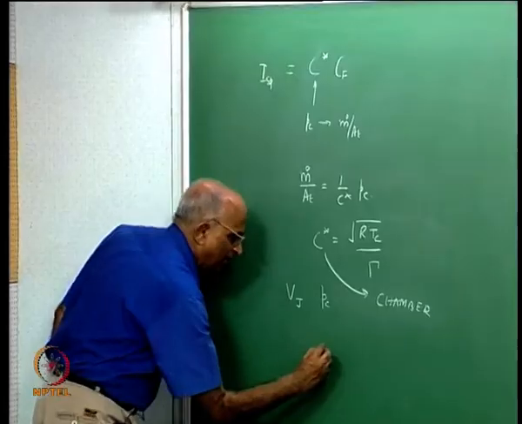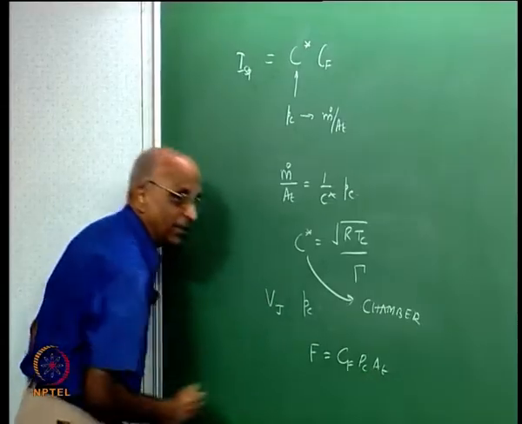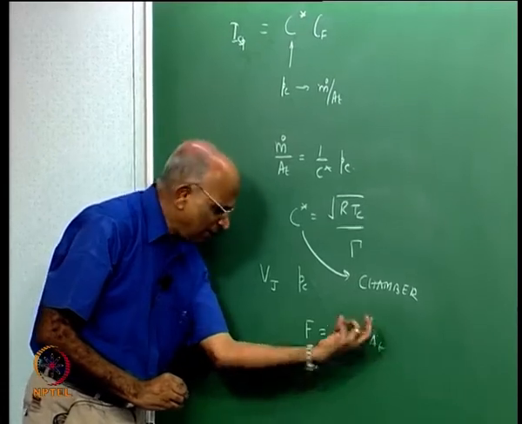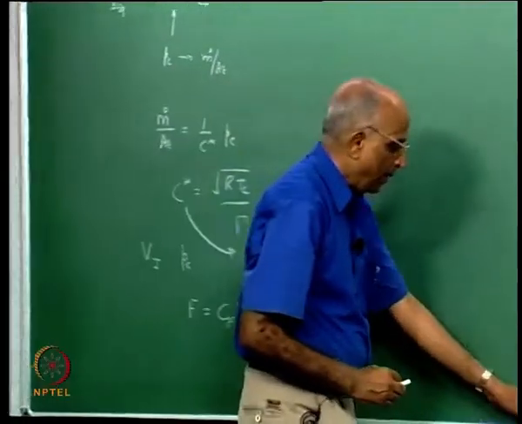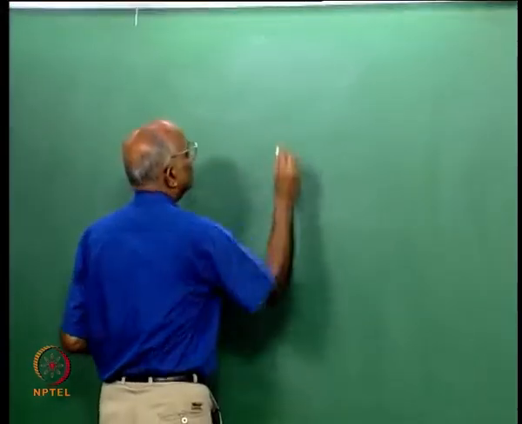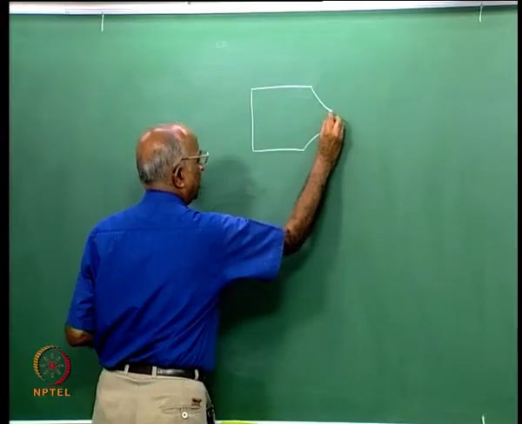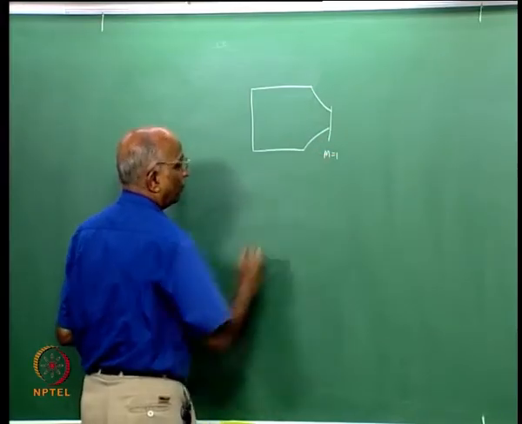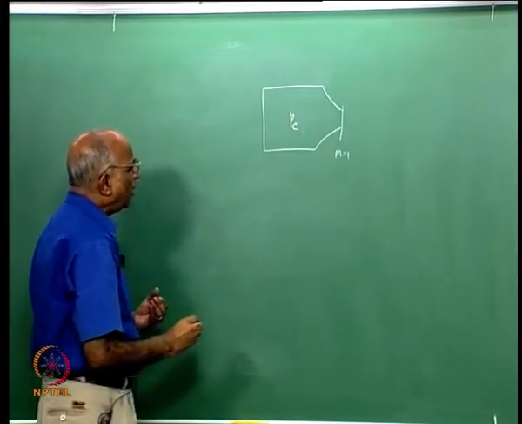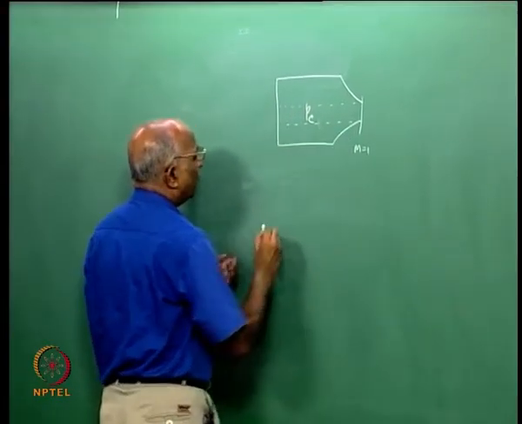We define CF through thrust equal to CF into PC into AT. In other words, if I had terminated the rocket at the throat itself, let us qualify this through another example. If I have a rocket nozzle and I terminate it at the throat where Mach number is equal to 1, and I have chamber pressure PC, now for all practical purposes I draw a diagram over here.